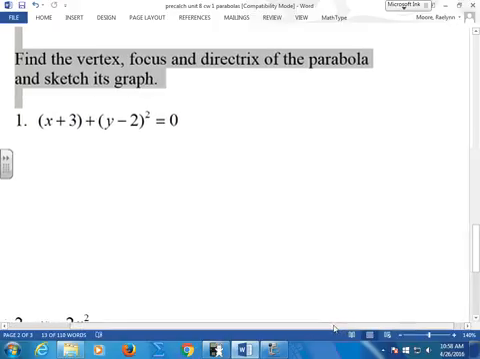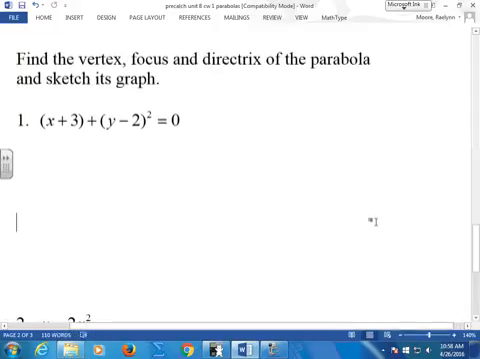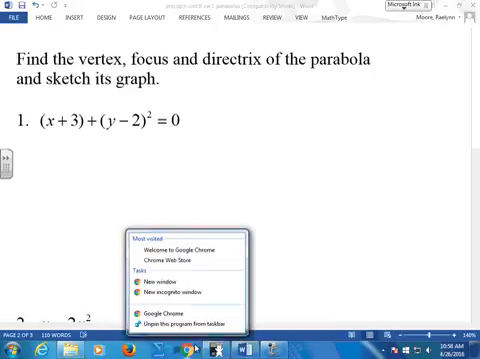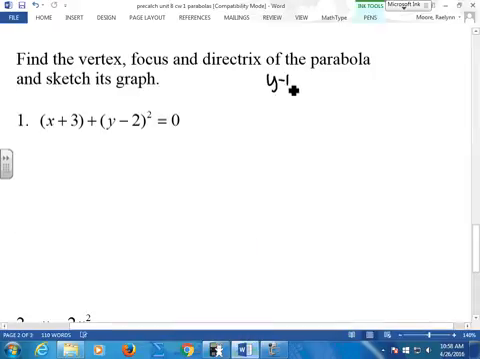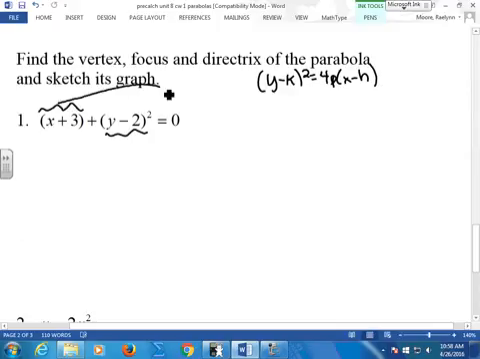So let's work this one together. Okay, so the first thing we're going to do is, which one is squared? The y. So it's either going to open to the left or to the right. So since it's a y squared, we're going to just follow your formula to set it up like this. We're going to follow this formula. We're going to keep this guy right here, and we're going to send this whole thing to the other side.